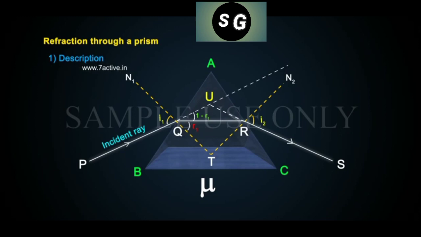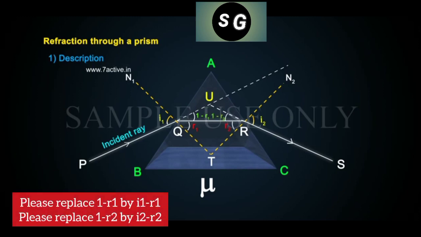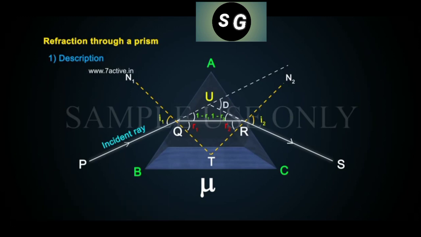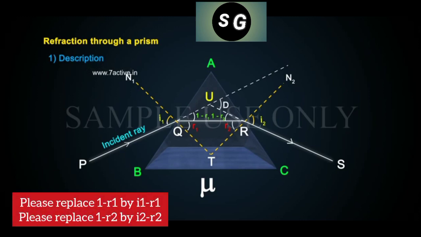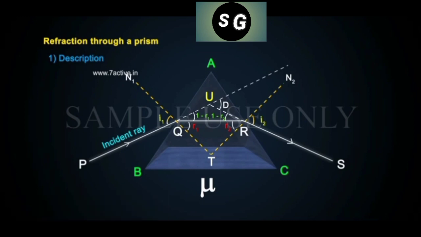Let I2 be the angle of emergence at the second phase, R1 be the angle of refraction at the first phase, and similarly R2 be the angle of incidence at the second phase. I1 minus R1 and I2 minus R2 are the deviations produced at the first phase and second phase respectively. D is the net deviation produced by the prism.